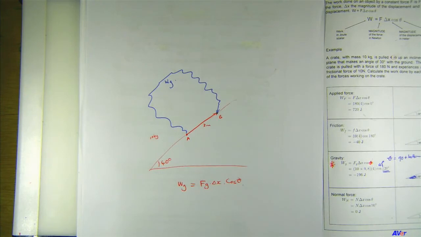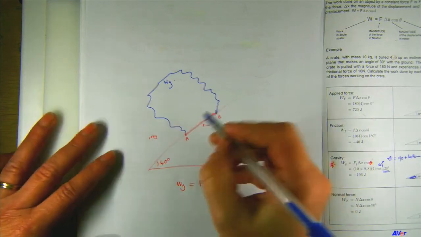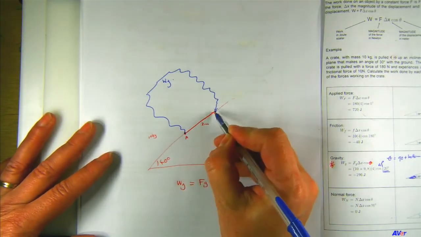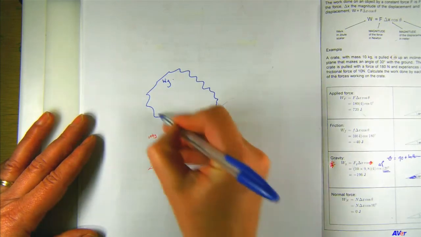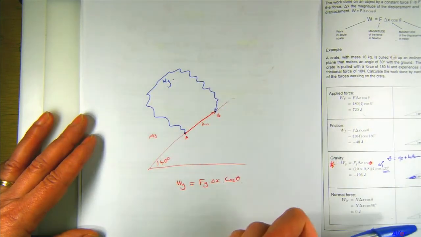Gee, if I have to work out every single little bit, that would have been a problem, right? But what do we know about gravity? Gravity is a conservative force. And what does that mean? It means that the work done moving it straight from A to B will be the same as the work done moving it all the way like that.